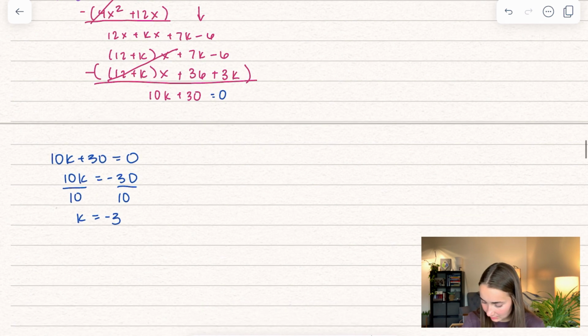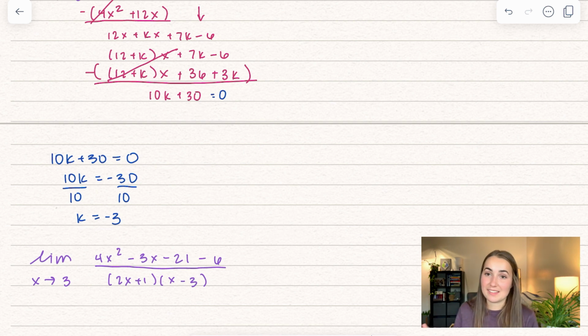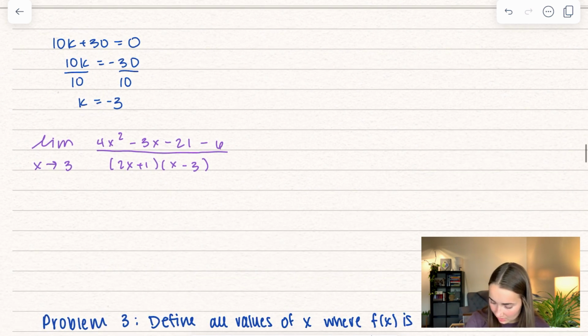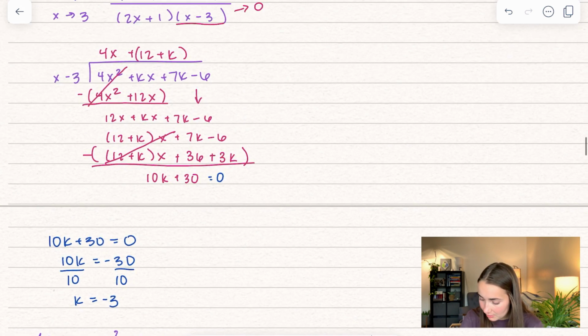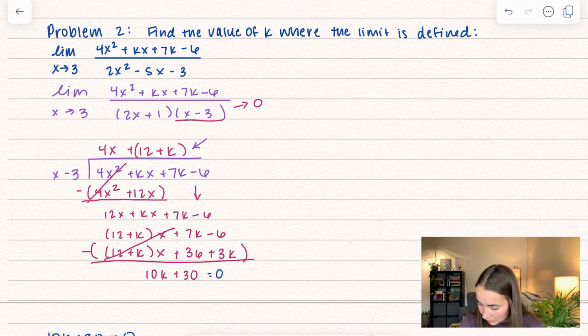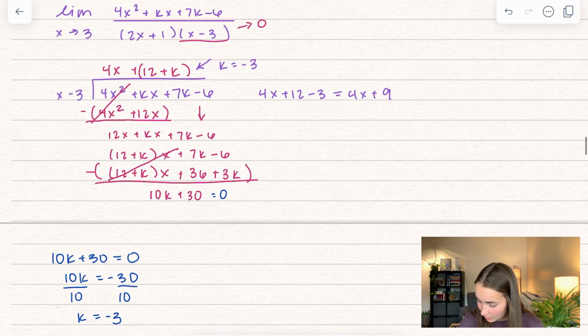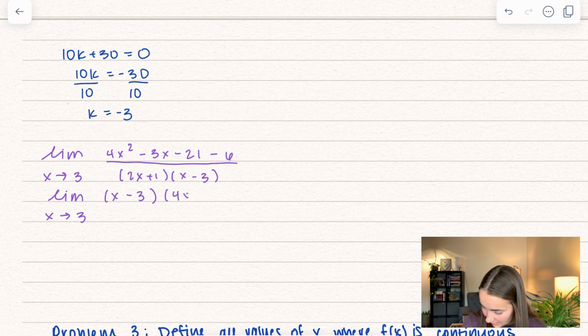I'm going to go ahead and rewrite our limit. I just went ahead and replaced k already in the numerator, but we already know how this is going to factor because of our long division. We have the limit as x approaches 3. We made it so that x minus 3 is a factor, and if I go back up, my other factor is going to be what's written right here, with k equaling negative 3. So if I plug that in, I get 4x plus 12 minus 3 is equal to 4x plus 9. And that gives me my other term. So plugging that in, I get 4x plus 9, all divided by the denominator.